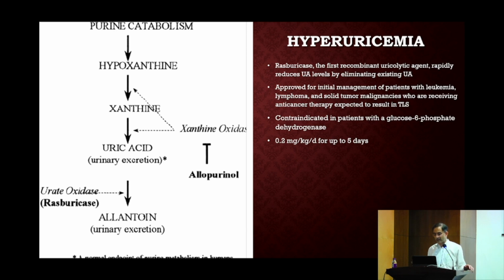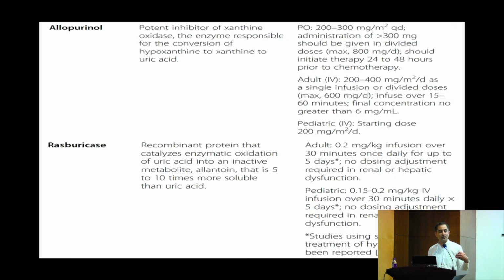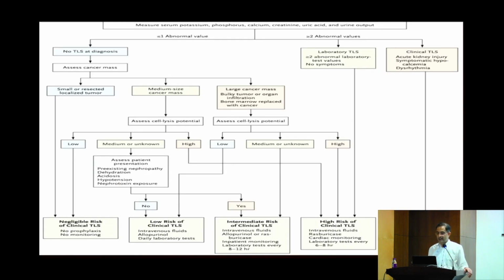But in clinical practice, people have used both, where they use rasburicase at a dose of 0.2 milligram per kg for about 5 days. And on day 1, day 3, and day 5, they use allopurinol, and sometimes continue allopurinol after that.